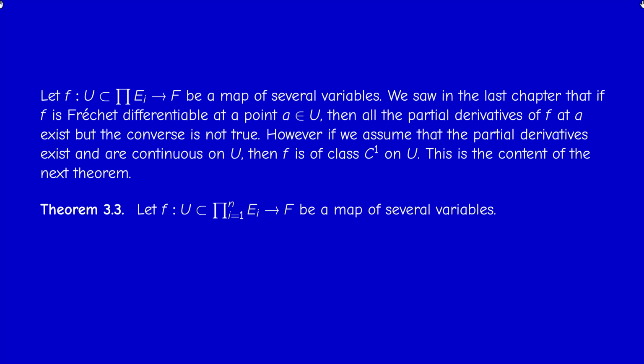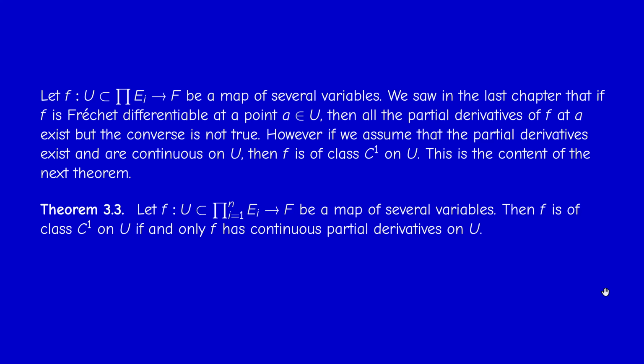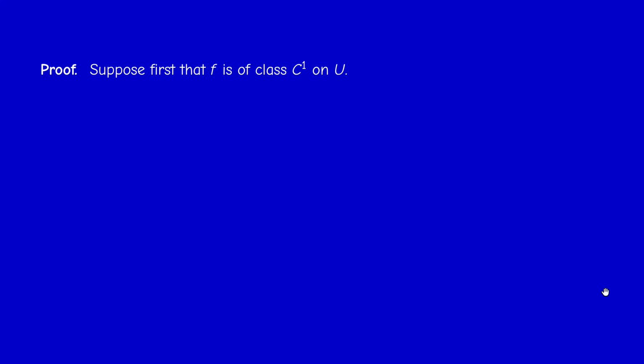result of this section. So we have, as usual, a function of n variables defined on an open set of the product. So U is open, and each E_i is a normed space, and F is a normed space. So the result states that F is of class C1 on the whole domain U if and only if F has continuous partial derivatives on U. Okay. Now, one way is easy.